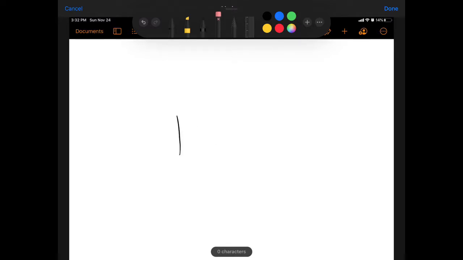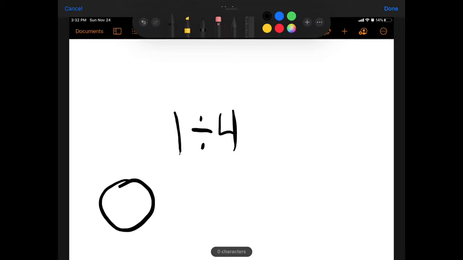So we're going to do 1 divided by 4. Okay, so there's 1 cookie and 4 friends are splitting the cookie. We need to know how much cookie each friend gets. The answer would be 1. Wait for it. It would be 1/4.